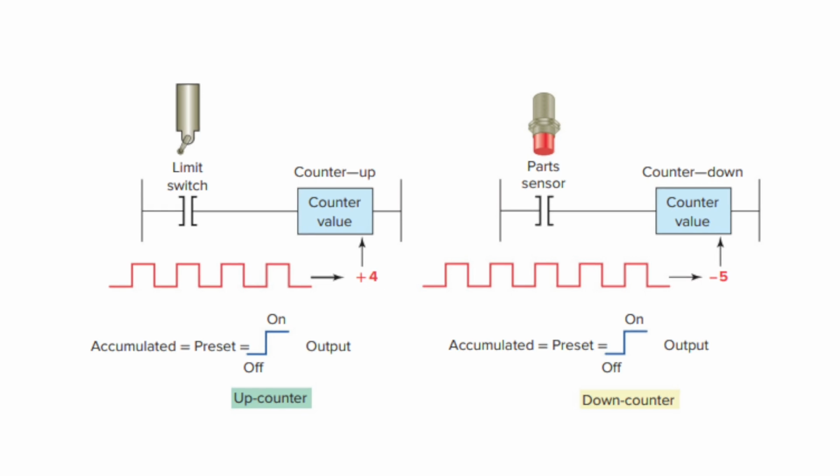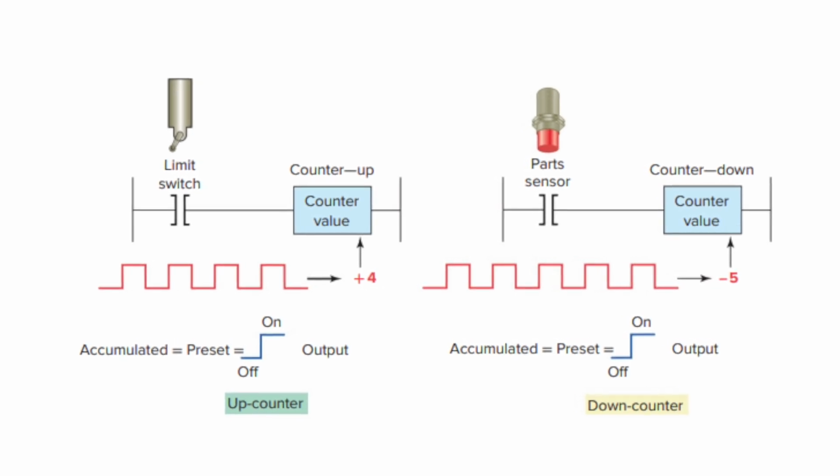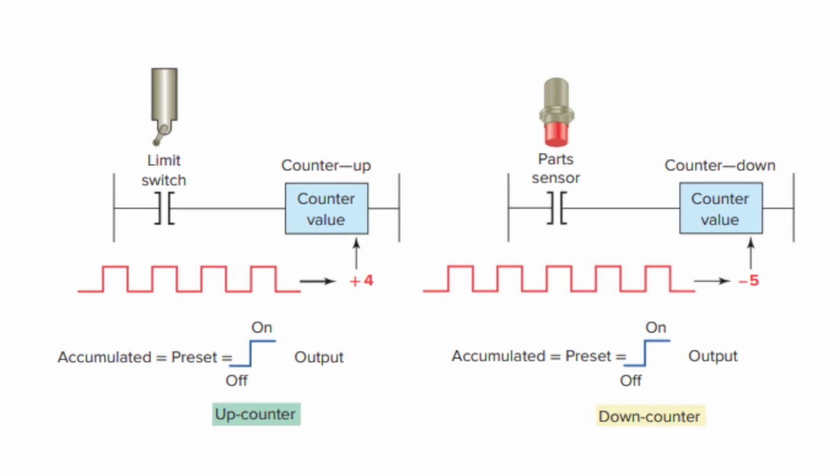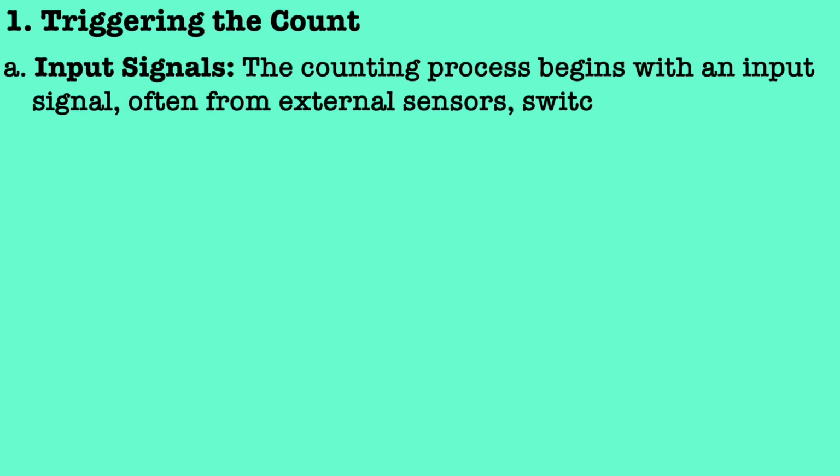As you see in the diagram also, there are two types of conditions shown: the up counter condition and the down counter condition. In this case, we have lots of processes, so let's start one by one. So the first process is triggering the count. In this case, the first one is the input signal.